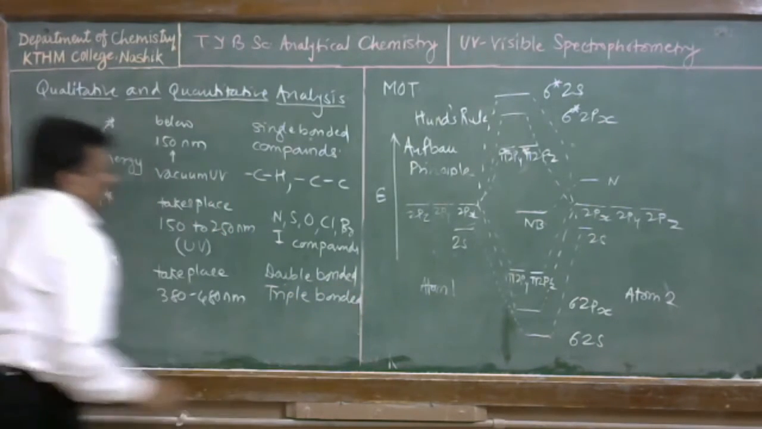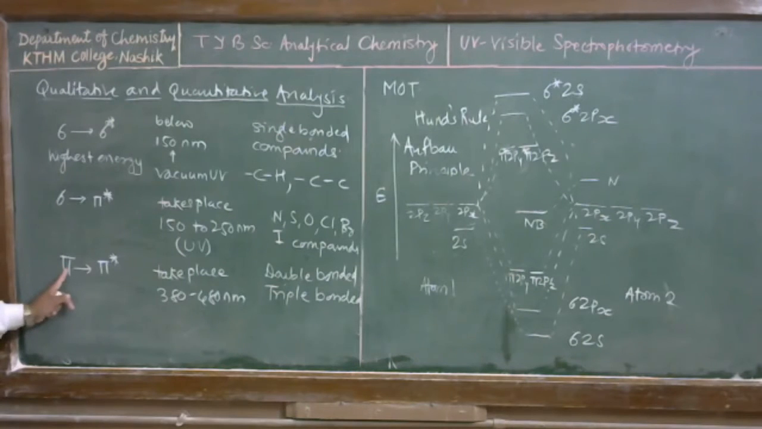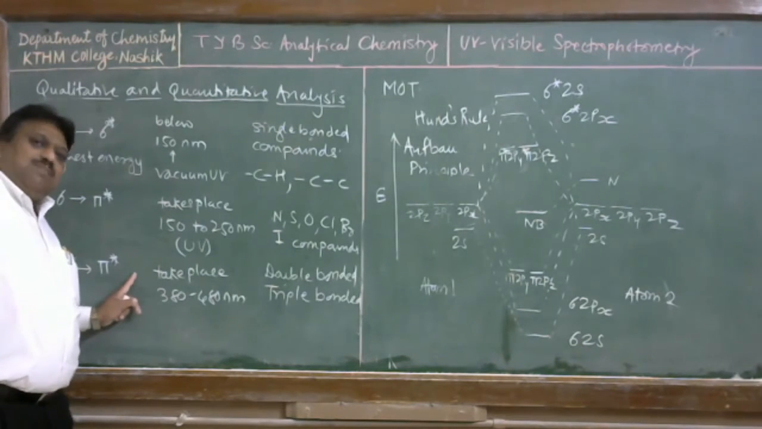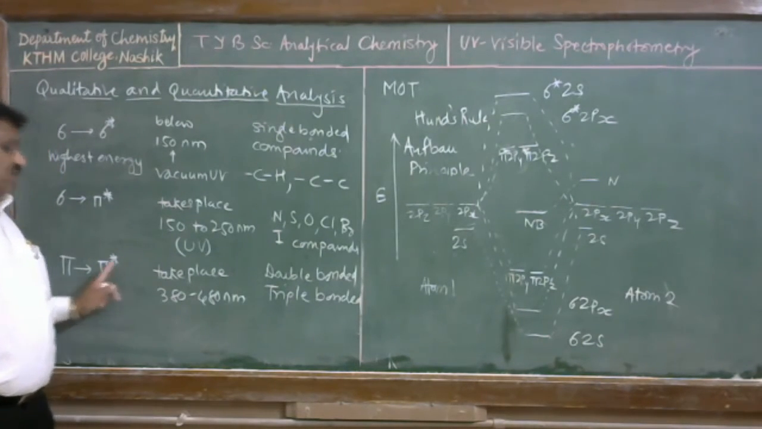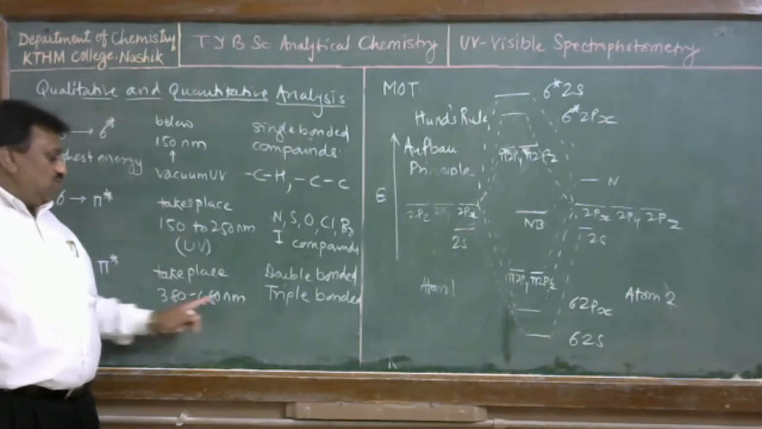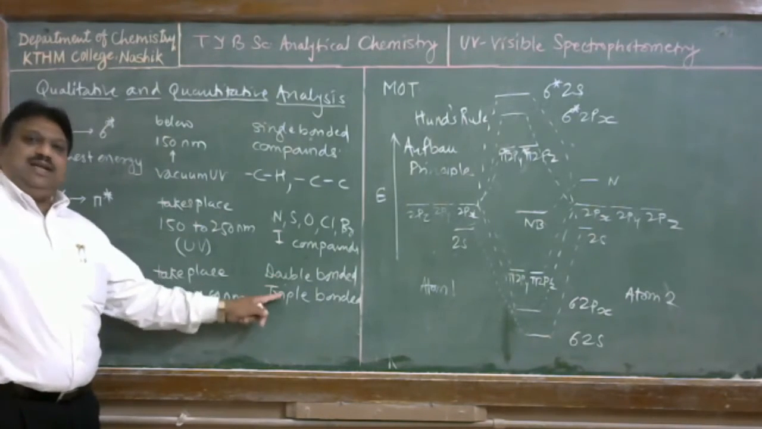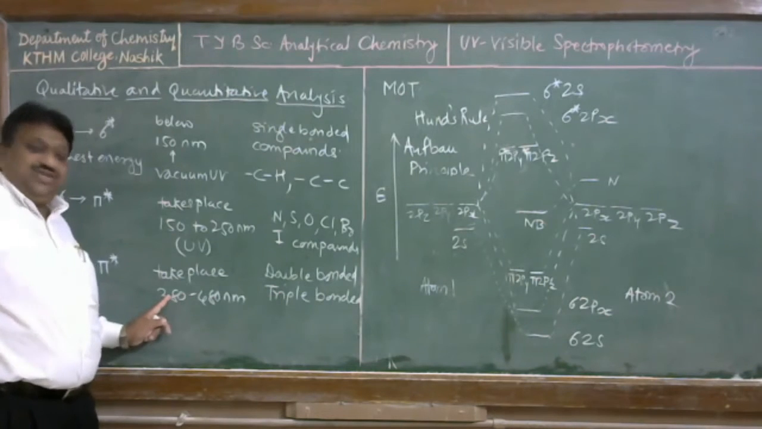Double bonded and triple bonded compounds show this type of transition because a pi bond is present in double bonded and triple bonded compounds. Therefore, pi to pi star transition is shown by the double bonded and triple bonded compounds within this region.